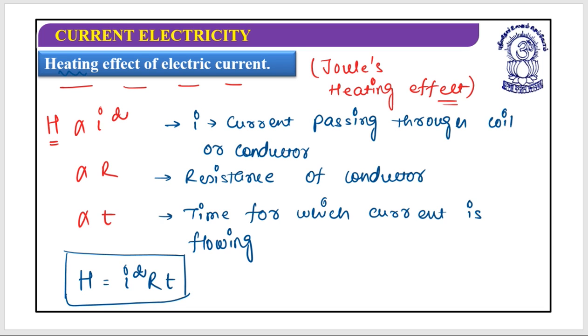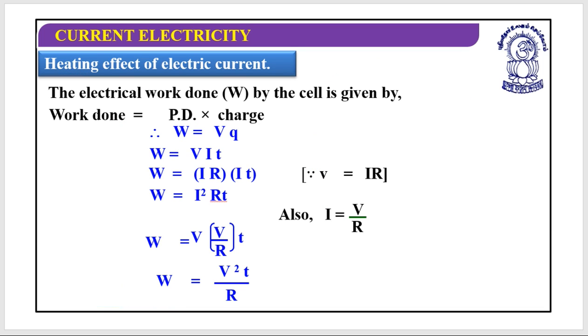We are coming back on this, but first let's discuss this heating effect with a different approach. The electric work done by any cell can be given as work done is equals to potential difference multiplied by charge. We have defined potential like this only, that voltage is equals to work done by charge. So W can be written as V into Q. Now what is Q? I know that I is equals to Q by T, and that Q can be replaced by I into T. So this is V into I into T.